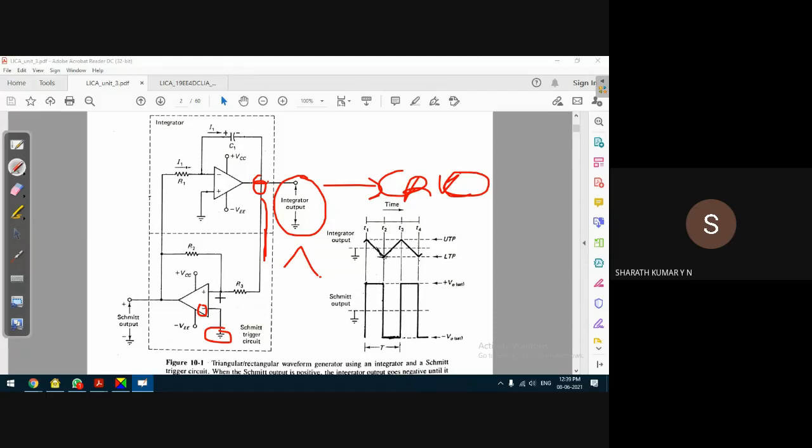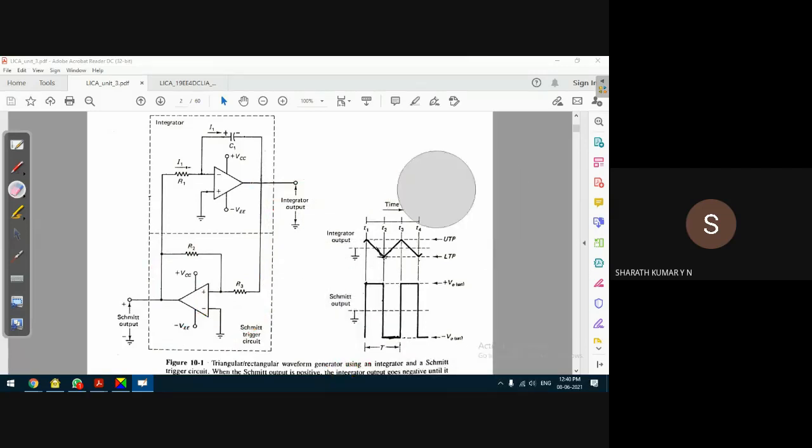Because of this, this point is forced to be at a voltage of 0 volts, and since it is a non-inverting amplifier, the gain of this non-inverting amplifier is given as 1 plus R2 divided by R3.